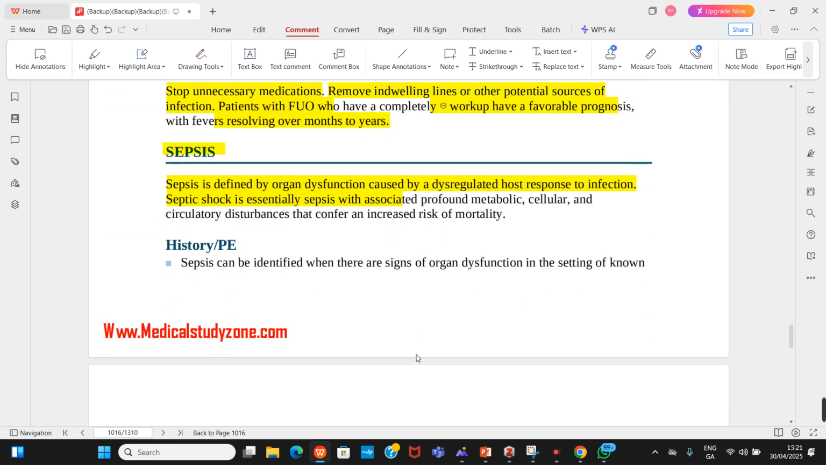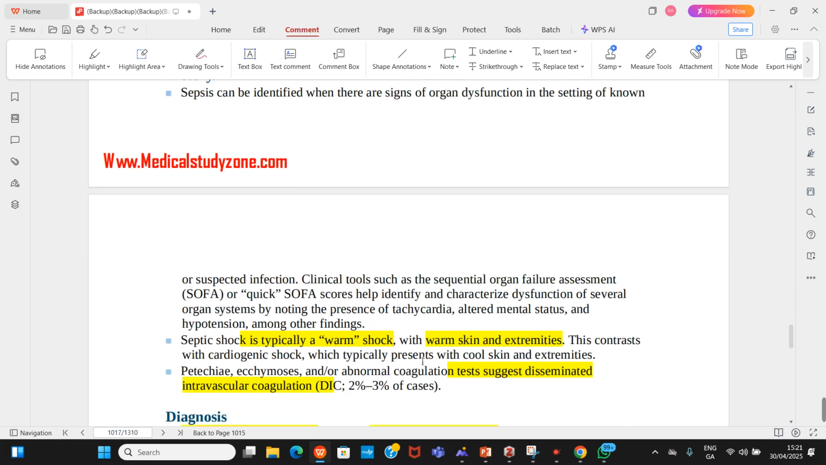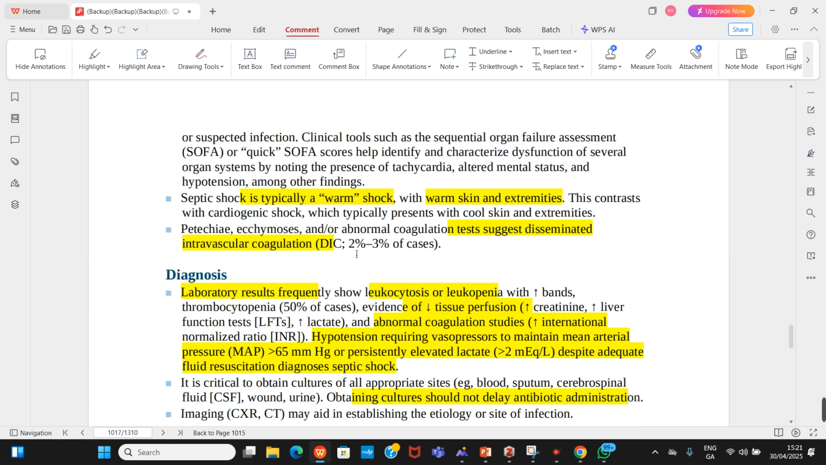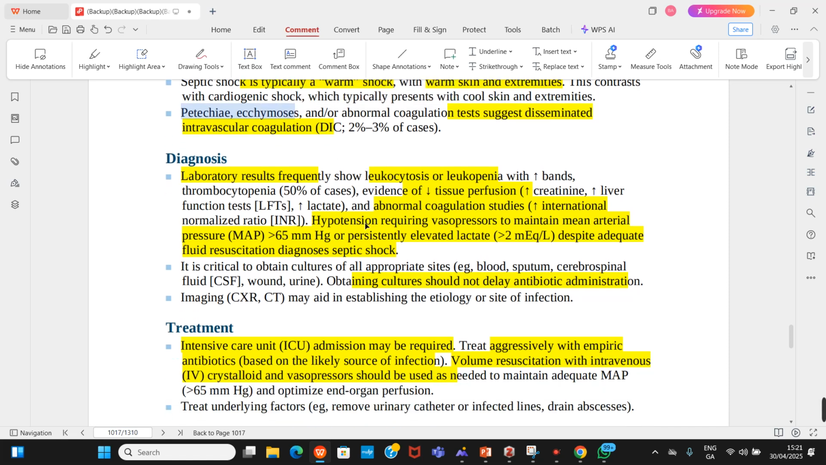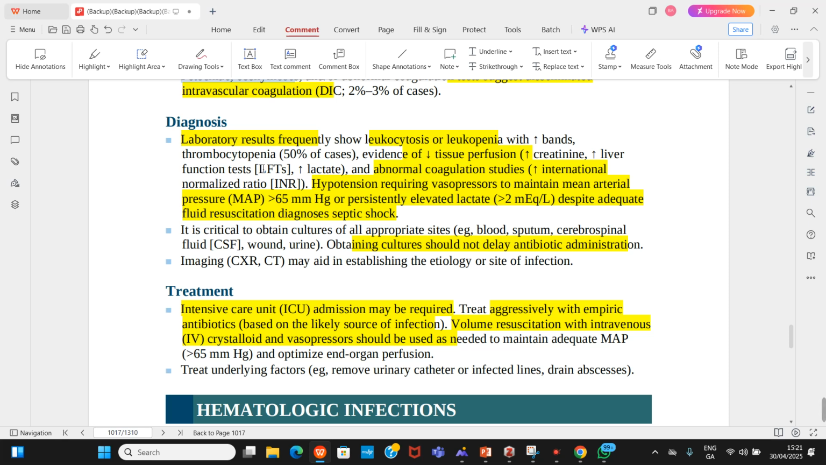Okay, so we have talked about sepsis. So this is more like elaborating on sepsis again. It's a cause of warm shock. We know that already because of the increased cardiac output. Sepsis can be bad. Sometimes it can progress to DIC, and they start having petechial bleeding, ecchymosis, and abnormal coagulation. So if we do a lab test for somebody with septic shock, what do we see?